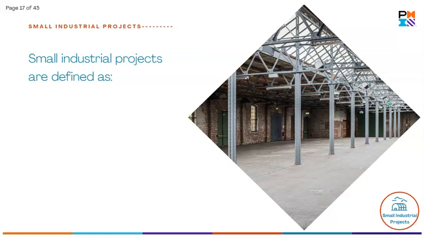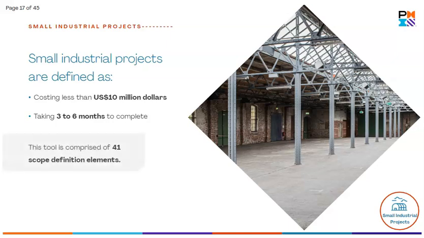Small industrial projects are defined as costing less than $10 million and that take 3 to 6 months to complete. The tool also takes complexity into consideration. This tool is comprised of 41 scope definition elements.